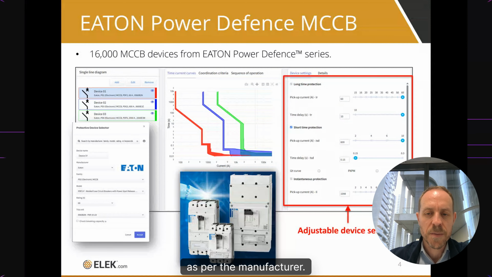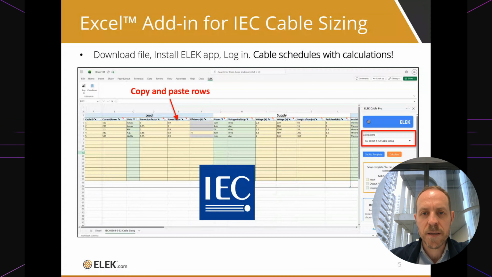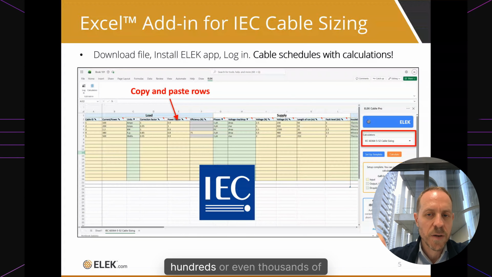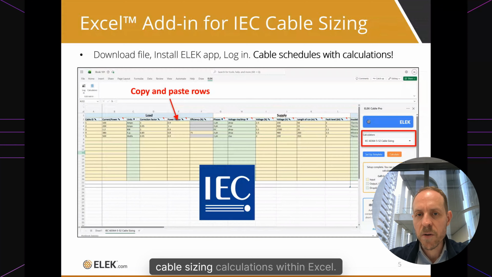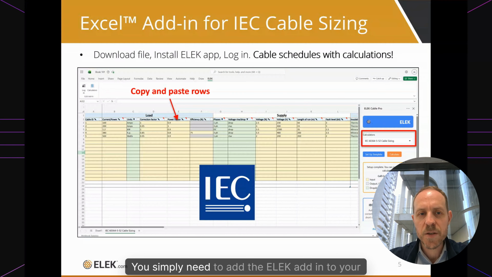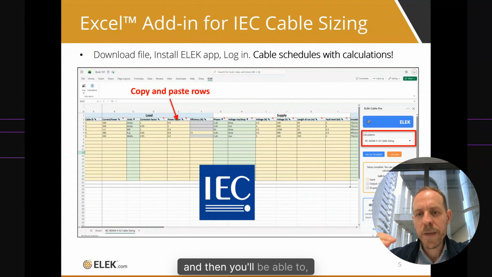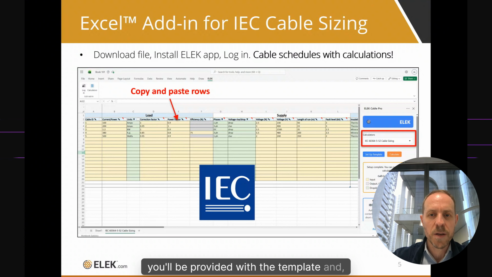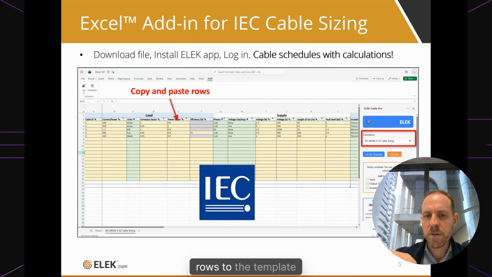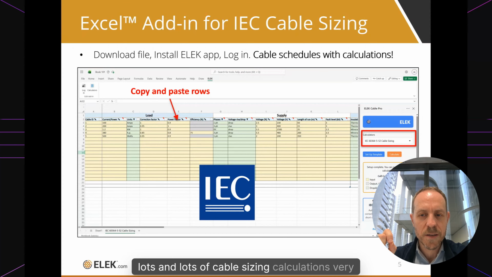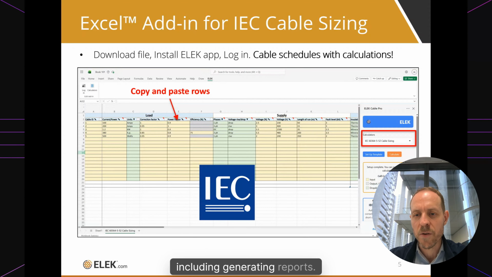as per the manufacturer. There is now an Excel add-in for NEC cable sizing. So this effectively means that you can perform hundreds or even thousands of cable sizing calculations within Excel. You simply need to add the ELEK add-in to your Excel, and you'll notice there is an ELEK tab at the top of Excel once you do that. And then you'll be provided with the template, and you'll be able to add unlimited rows to the template and to calculate lots and lots of cable sizing calculations very easily, including generating reports.